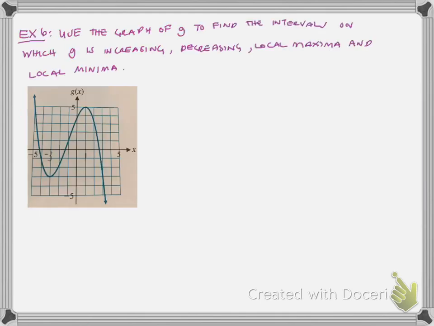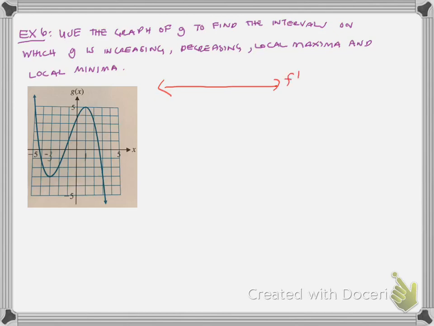All right, so now in example 6, I want to see if you can analyze this function g that is given here to tell me on which intervals g is increasing, decreasing, and what's the local max and the local min. So sort of working backwards from what we've been doing.